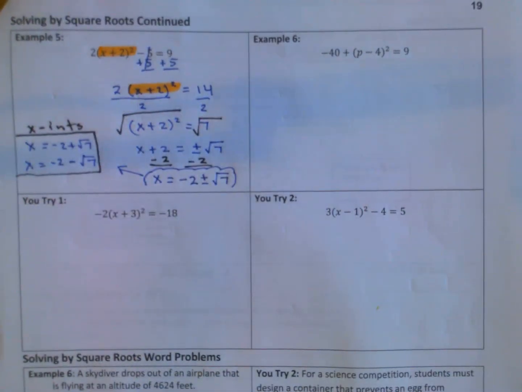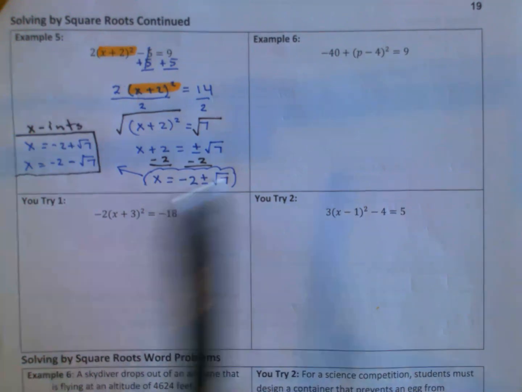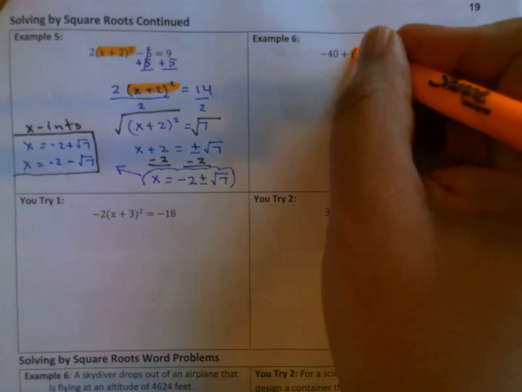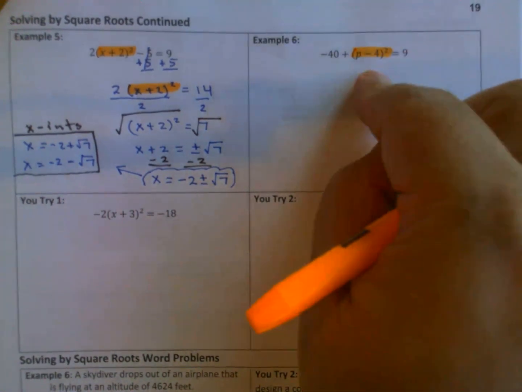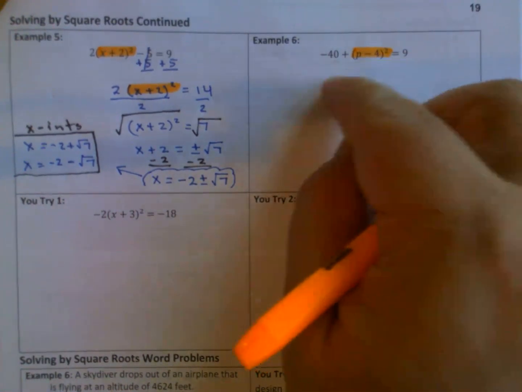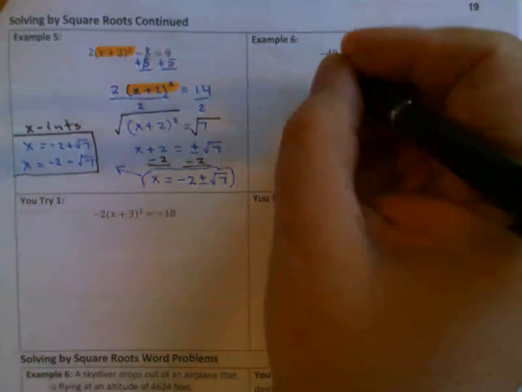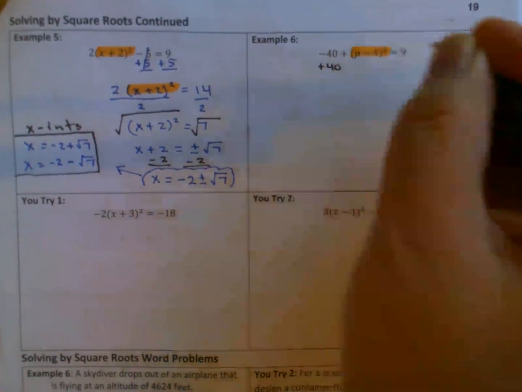Those are right there. But again, it's the idea that we need to get whatever has a power of 2 all by itself. Now, look at the next one. Here is what has the power of 2. And you have to ask yourself, am I ready to bring in a square root? The answer is no. Clearly, we have to get rid of that 40. So let's add the 40 to the other side.